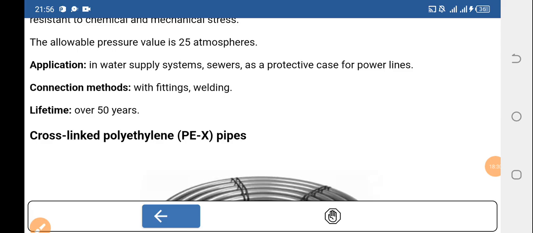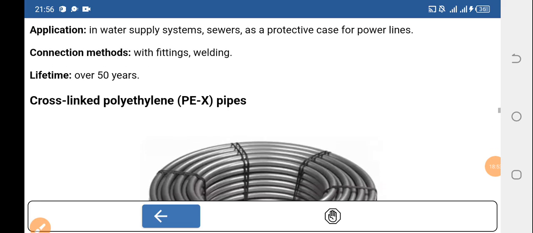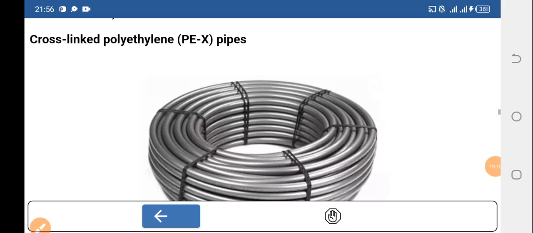Application in water supply system, sewer system, as protective case for power lines. I think some of you have seen where these electrical companies use poly pipe as a casing pipe, as the insulator, so that they protect their wires, which are carrying electric current. Connection method with fittings and welding. For small diameter pipes, we normally use fittings like compression fittings. The lifespan is 50 years as well.